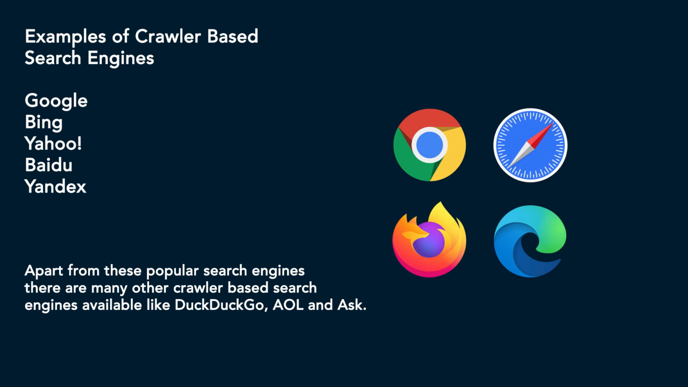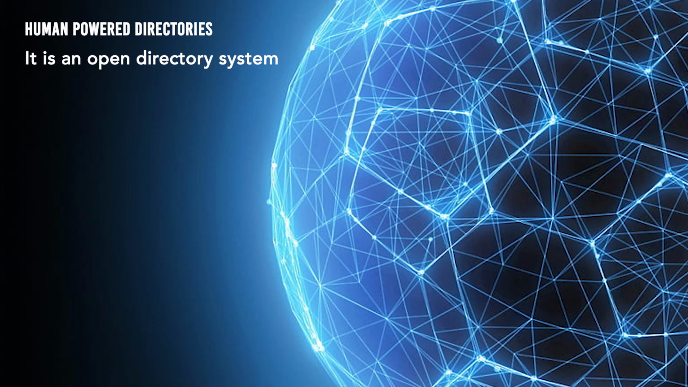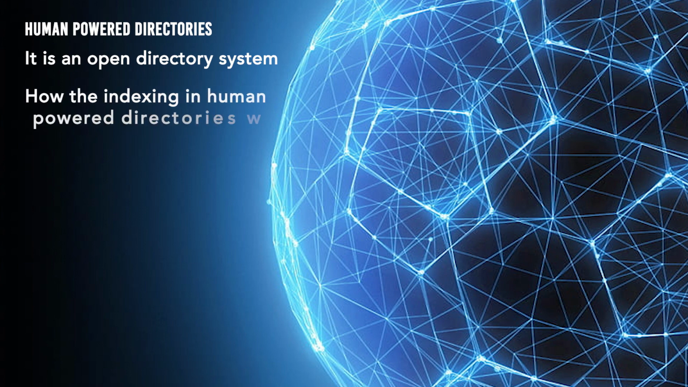Second one is the human powered directories. Human powered directories, also referred to as open directory system, depend on human based activities for listings. Further, we will discuss how the indexing in human powered directories works.